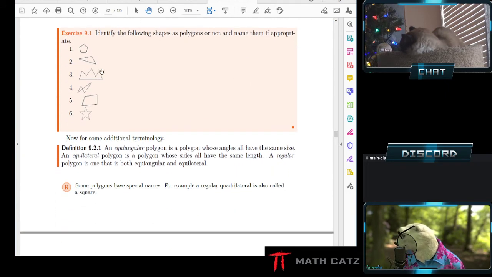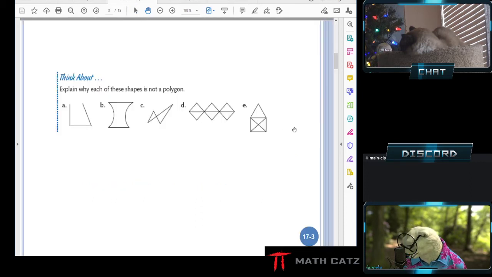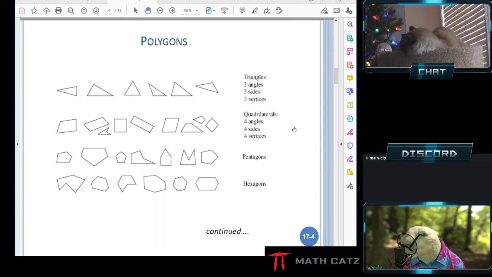Let's just go and have a look here at, okay, not yet, because in exercise 9.1, I want to identify if the following shapes are polygons or not and name them. We haven't done the naming yet. So we'll come back to 9.1 in a second. So now, let's talk about the names. And this is where things get fun, but also not completely unfamiliar. These things should be fairly familiar.